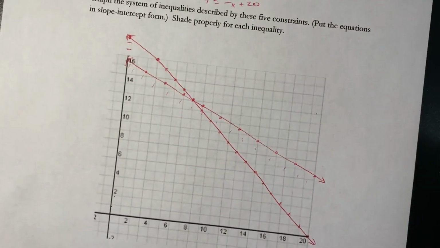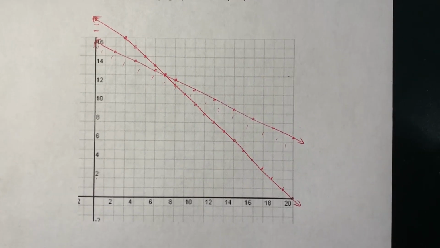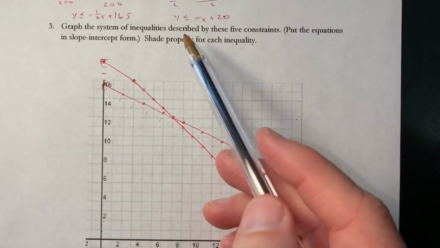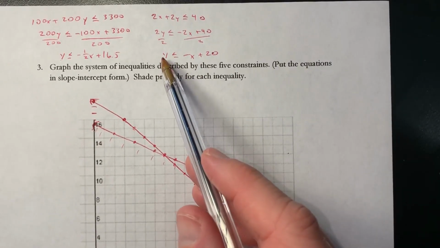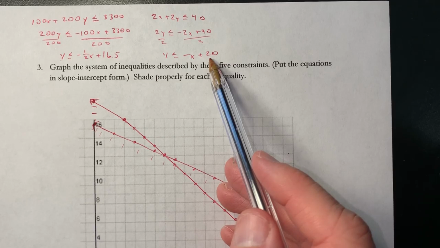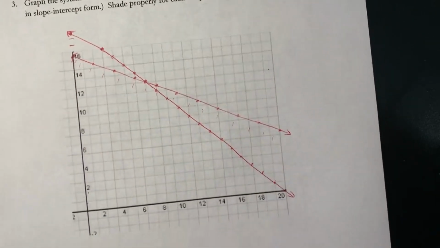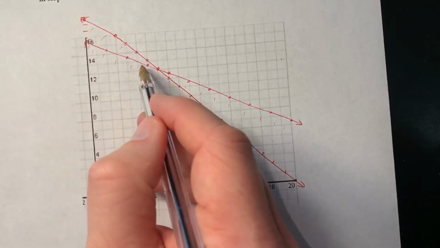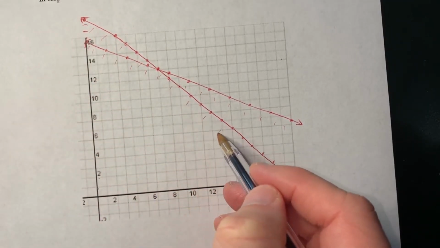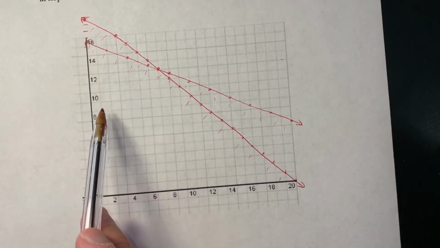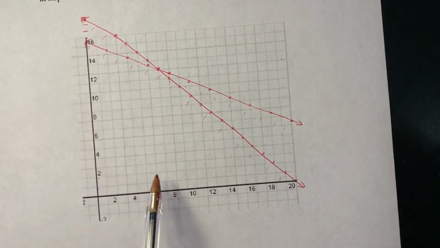Okay, so there is my second line. Okay, so this one, if I put in the origin, (0, 0), I get 0 is less than or equal to 20, and that is true. So the origin produced a true statement, so I'm going to shade again toward the origin. And now it's this region here that has been shaded for both lines.